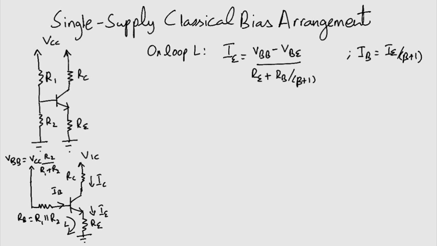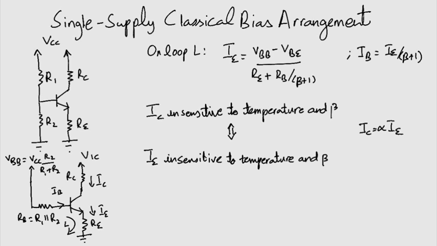We have used this equation: IB is equal to IE divided by (beta plus 1). Now remember why we were biasing. We wanted to make IC insensitive to temperature and beta. However, since IC is related to IE by the formula IC equals alpha IE, we can also achieve this desired biasing by making IE insensitive to temperature and beta.